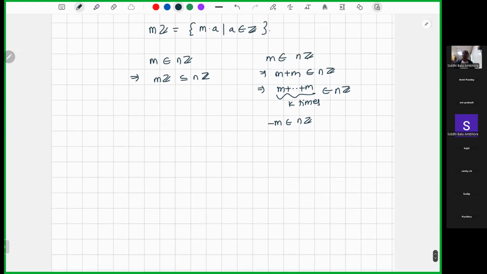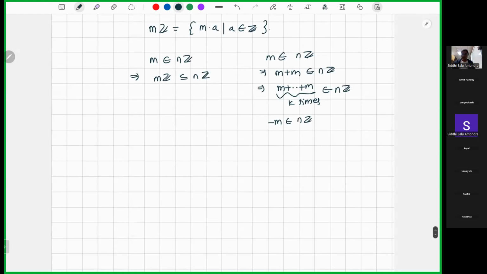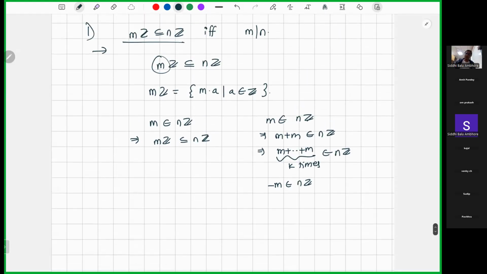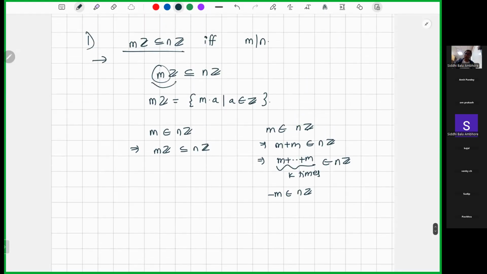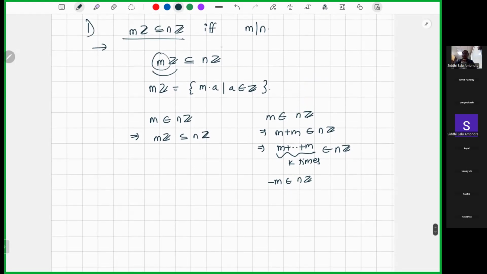If not, please ask. Understand that to check whether the entire mZ belongs to nZ or not, it is enough to check whether m belongs to nZ or not. That's the only thing I'm pointing out here. So we have to check whether mZ is contained in nZ if and only if m divides n.